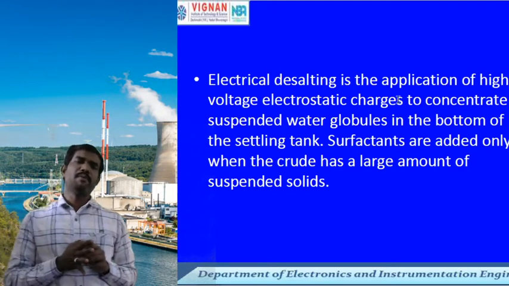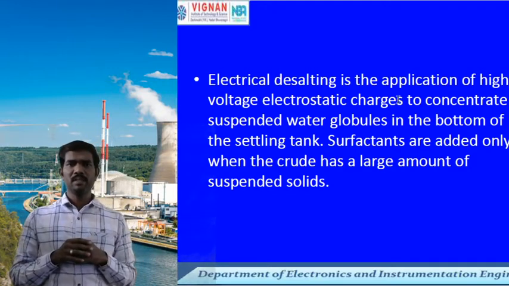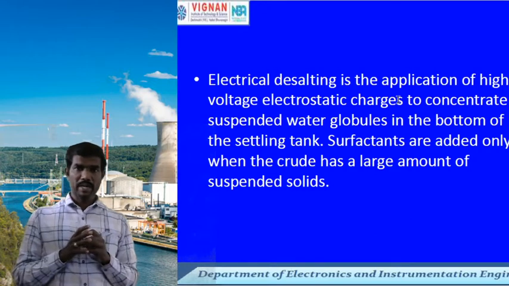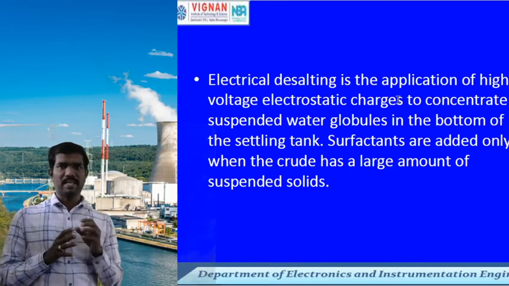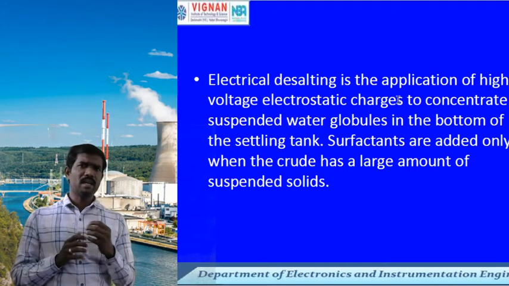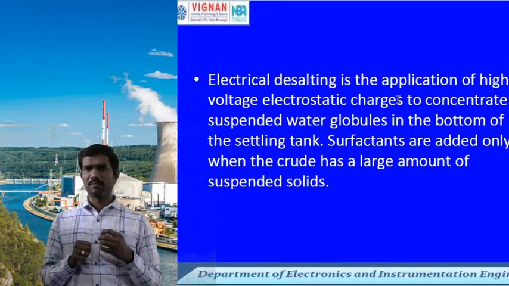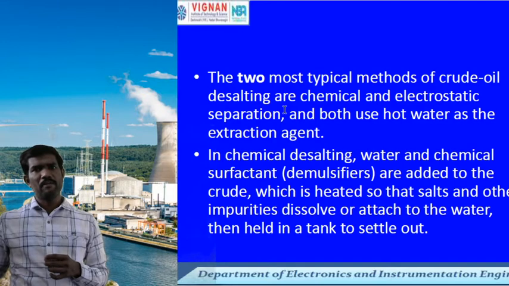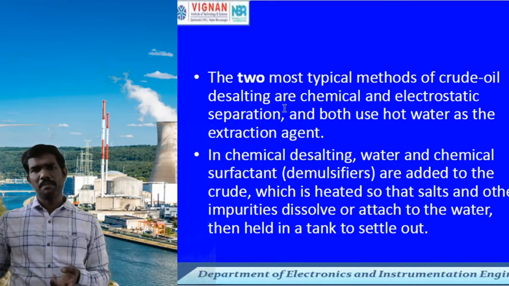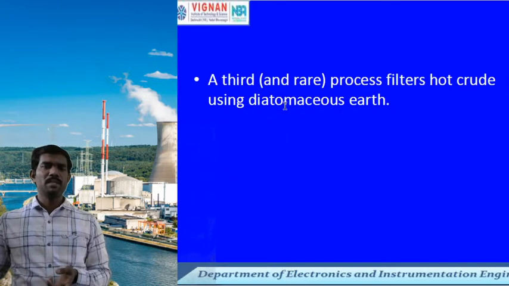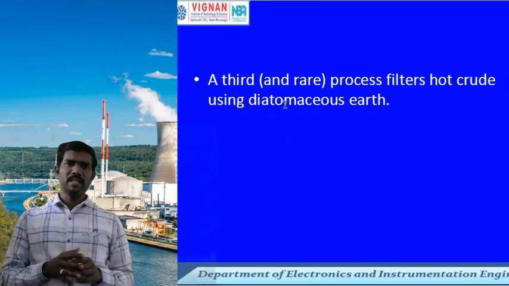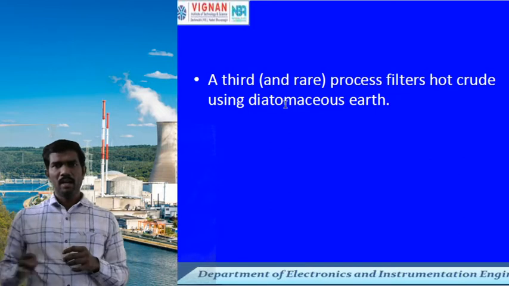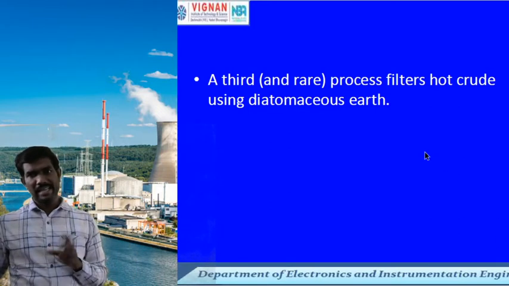Another method for desalting is electrical desalting, which is the application of high voltage electrostatic charges to concentrate the suspended water globules in the bottom of the settling tank. These surfactants are added only whenever the crude has a large amount of suspended solids. So basically, the desalting and dehydration methods take different steps. The first step is chemical desalting. The second step is electrical desalting, and the third is a rare process which filters hot crude oil using diatomaceous earth.